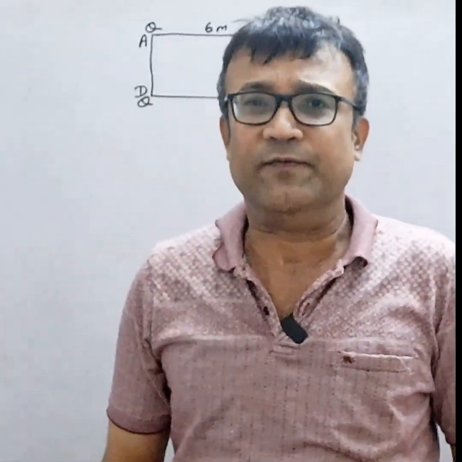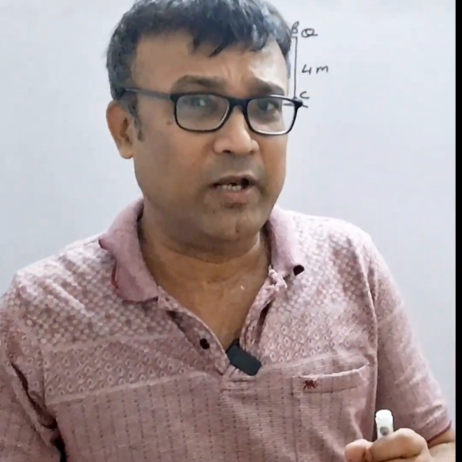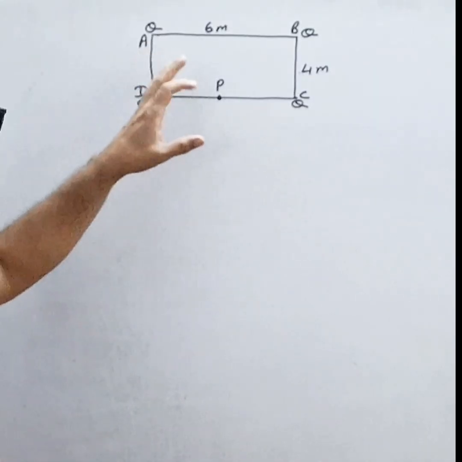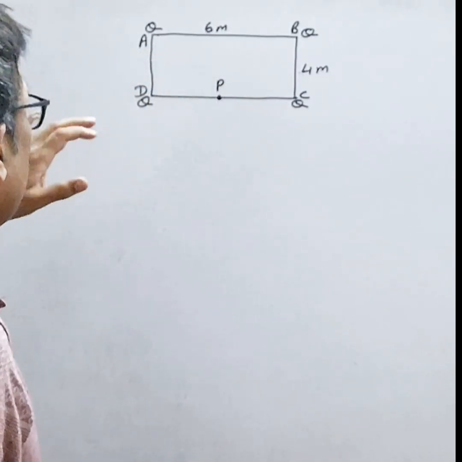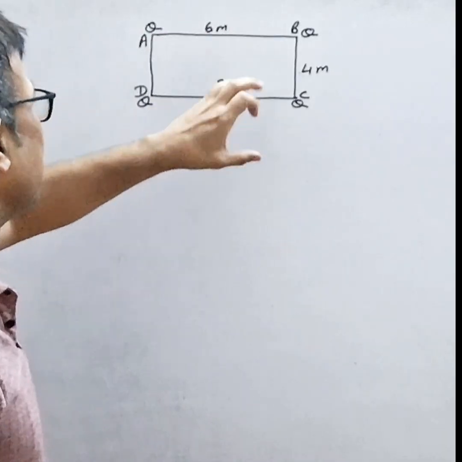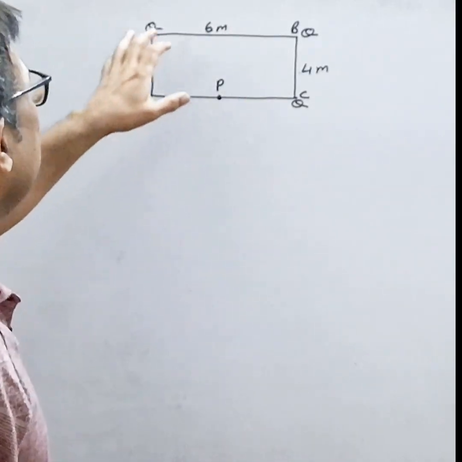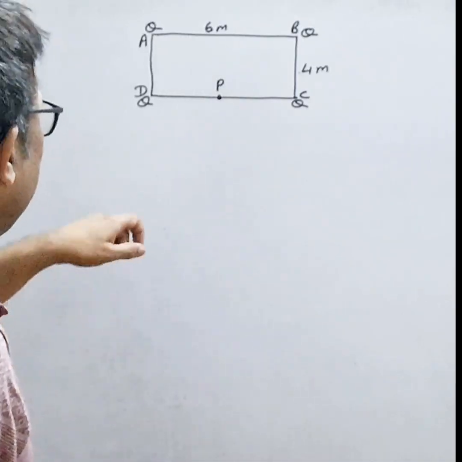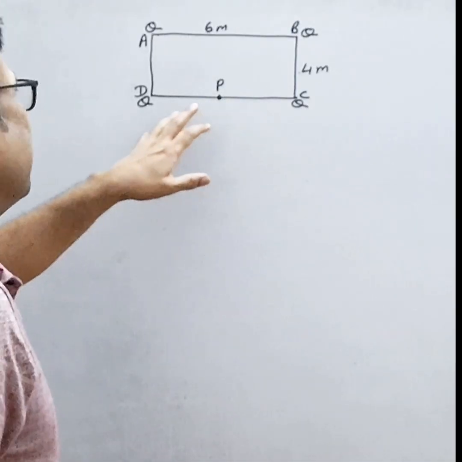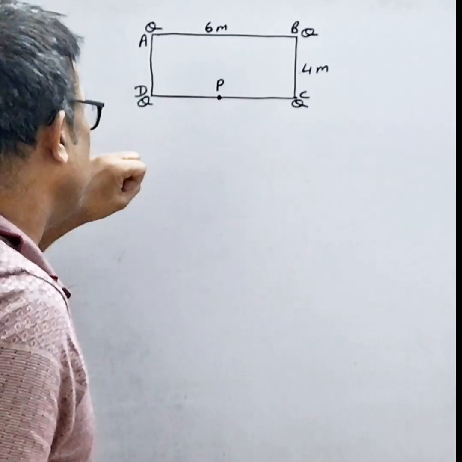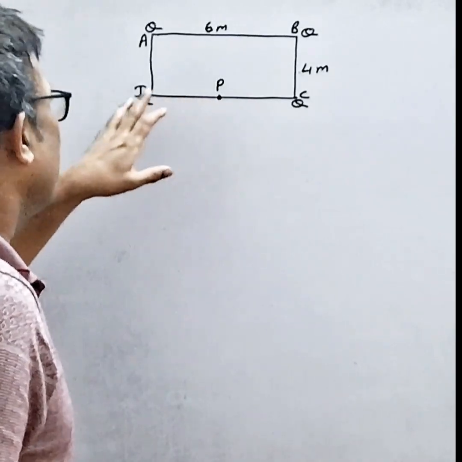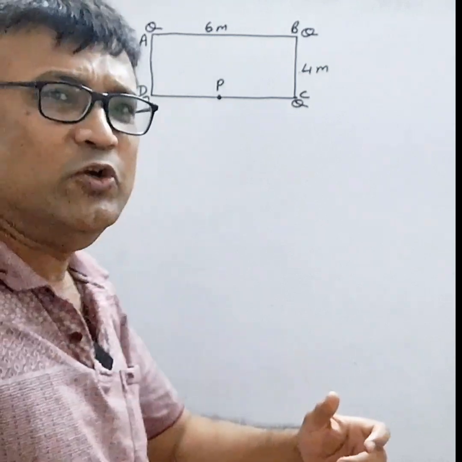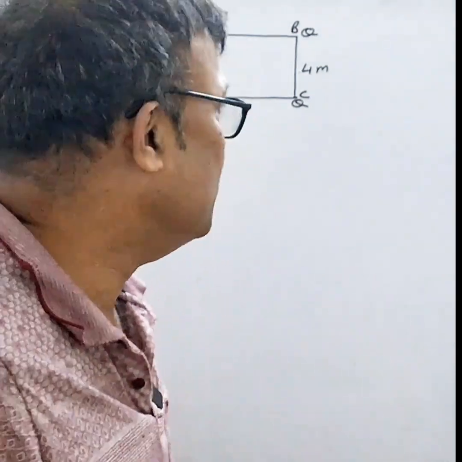In class 12 physics, in the topic of electrostatics, look at this question. There are four charges of magnitude q lying on the vertices of rectangle ABCD. The length of the rectangle is 6 meter and breadth is 4 meter. You have to find out the net electric field due to these four charges at the midpoint of the side CD. How will you find out? Try it by yourself and then watch my solution.